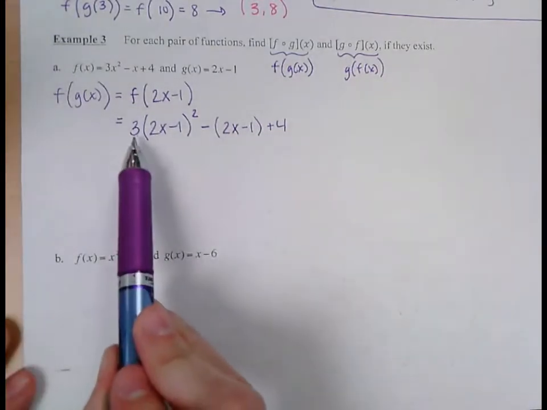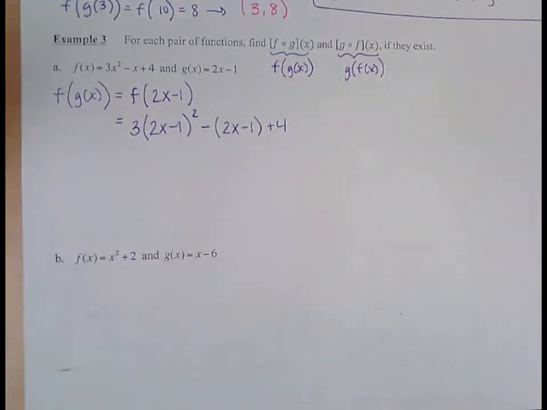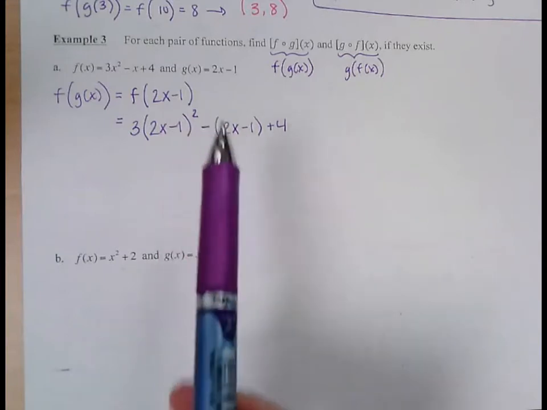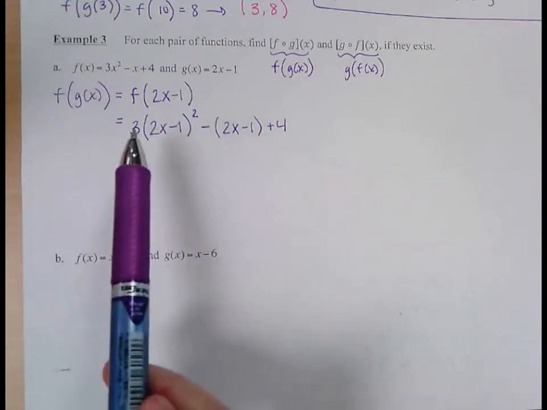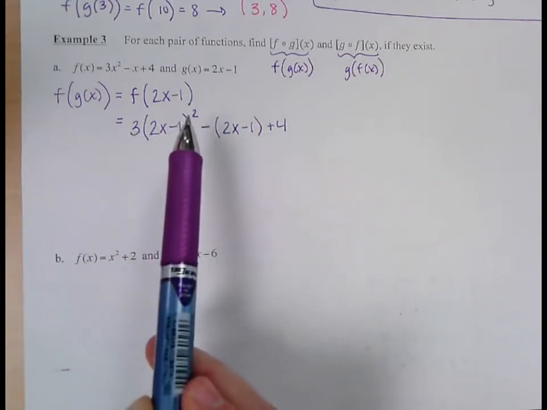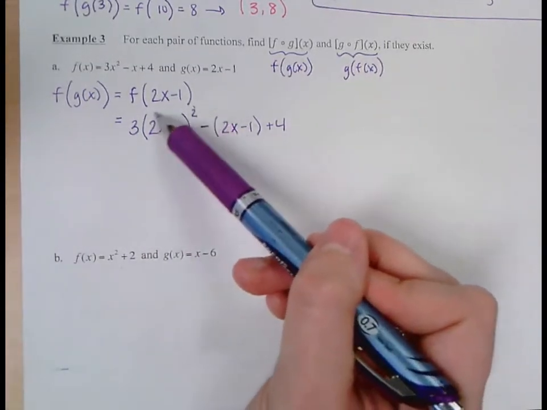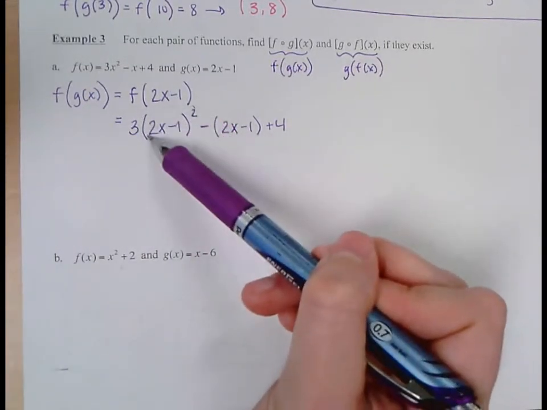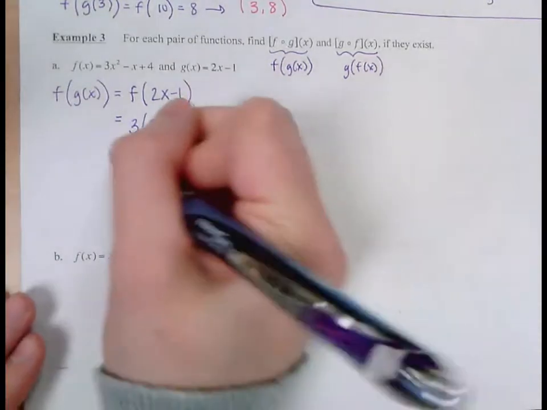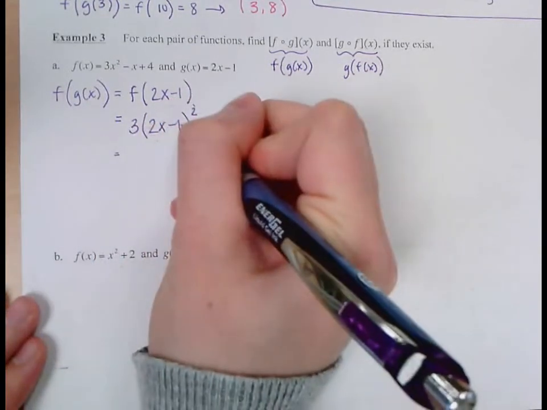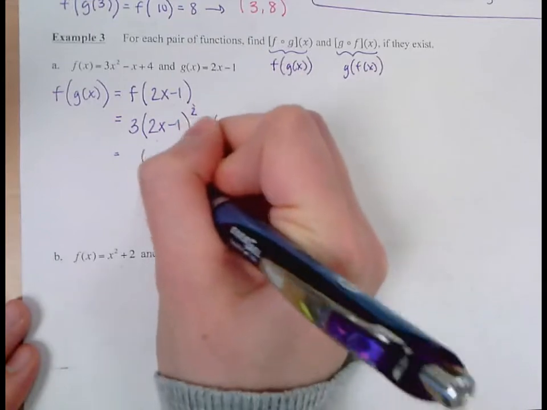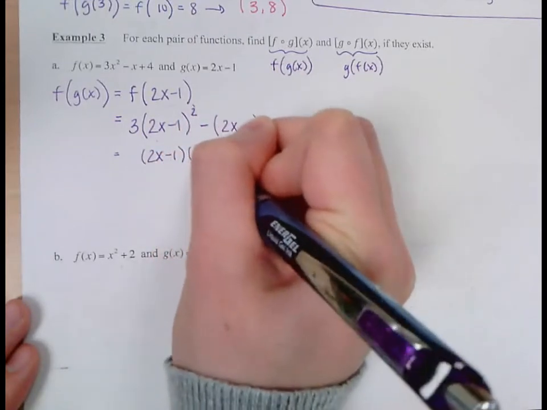Okay, so that's me substituting 2x minus 1 in for all of the x's. Then I have to simplify it. Before I can distribute the 3 here, I need to take care of the 2x minus 1 quantity squared. But how do I simplify that? FOIL, yes, I cannot distribute the exponent. So if it helps, rewrite 2x minus 1 quantity squared as 2x minus 1 times itself.